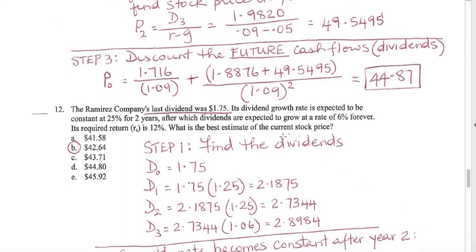This company's last dividend was $1.75. So you know this is your D0. Its dividend growth rate is expected to be constant at 25% for 2 years, after which dividends are expected to grow at a rate of 6% forever. So you have 25% for 2 years, and then it becomes a constant growth rate forever.